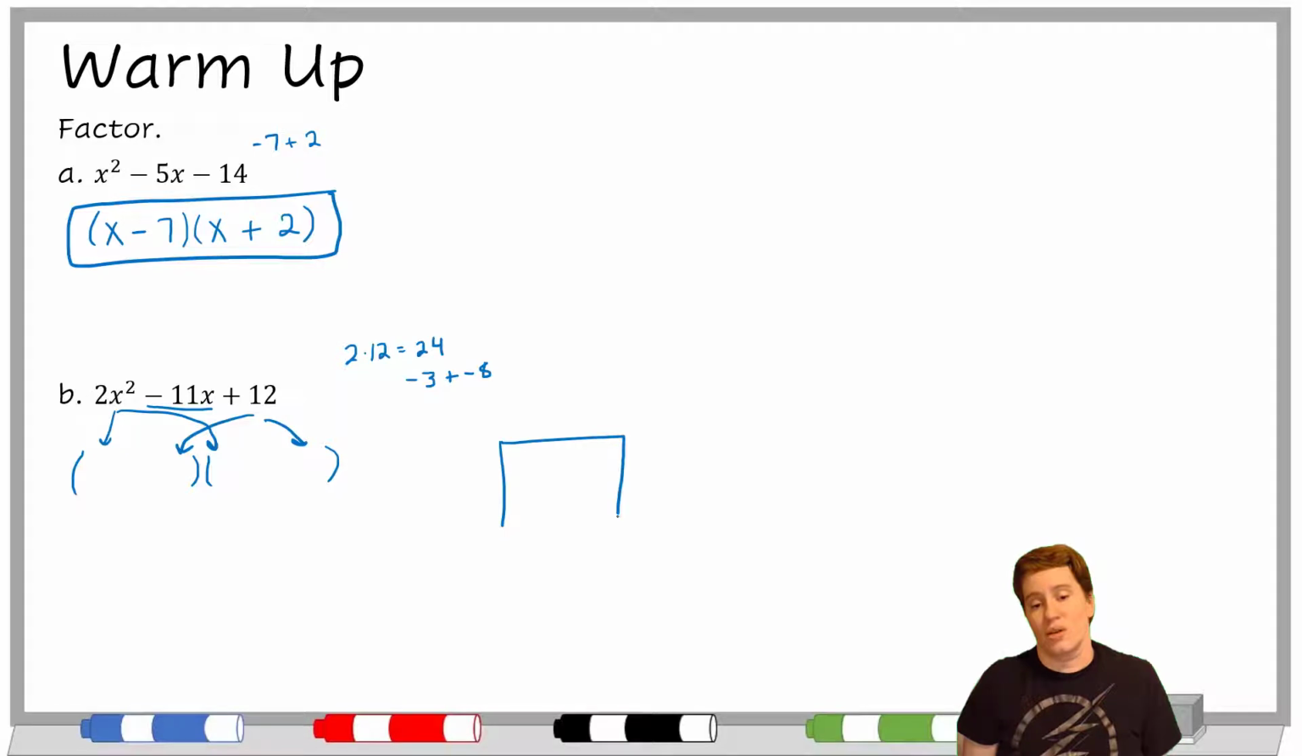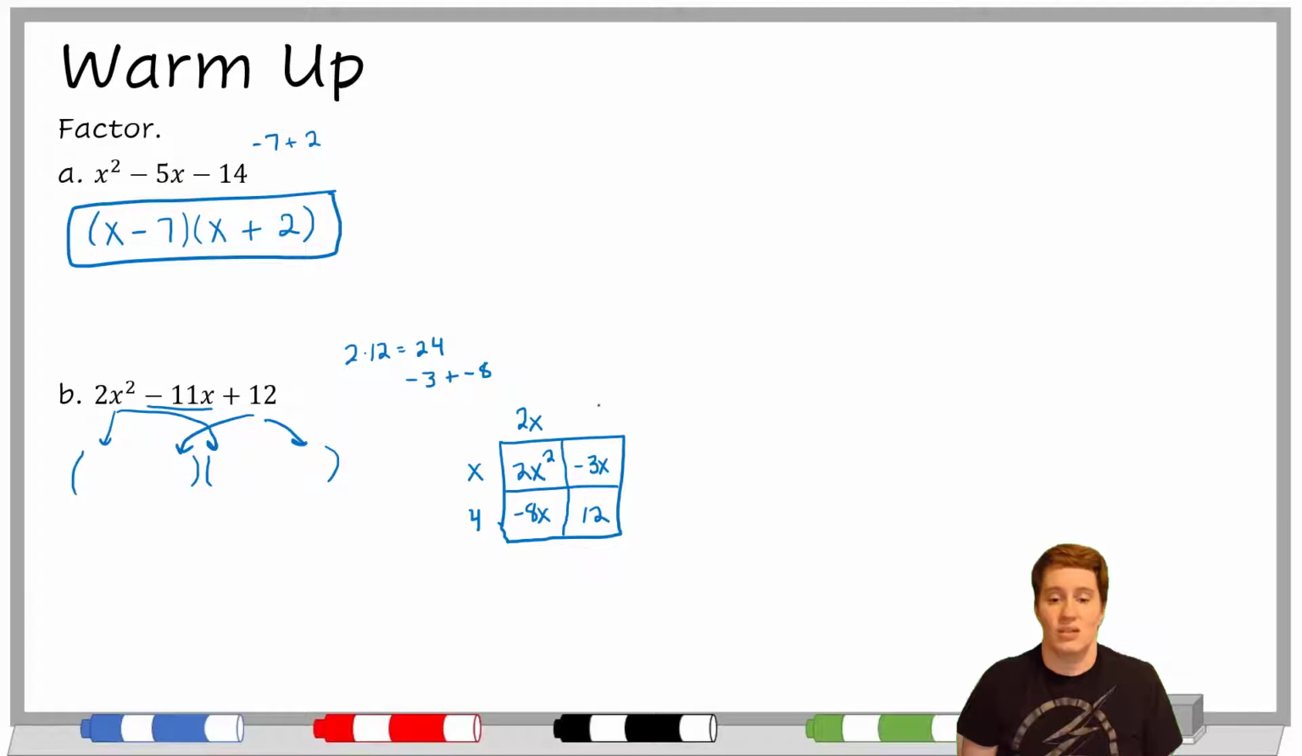So then we're going to put this in our boxes. So we put the 2x squared in the top left, we put the 12 in the bottom right, and then we do negative 3x and negative 8x. So we look at the top two, and they have an x in common. Look at these bottom two, they have a 4 in common. We look at the left two, they have a 2x in common. Look at the right two, they have a 3 in common.